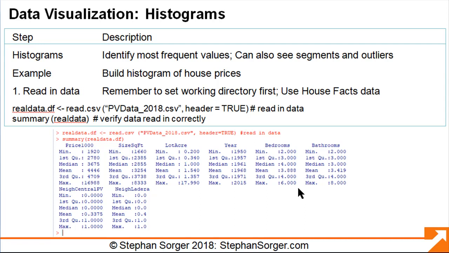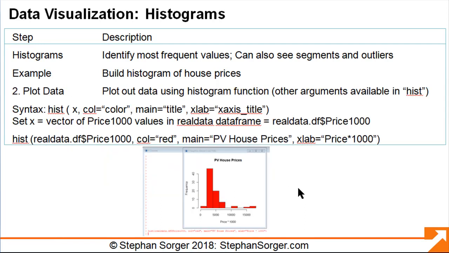Histograms are useful for identifying frequent values in general and seeing segments and outliers in particular. In our case, we will build a histogram of house prices to test if we can identify different groups. We start by reading in our house facts data and verifying it. We then plot out the data using the histogram function.